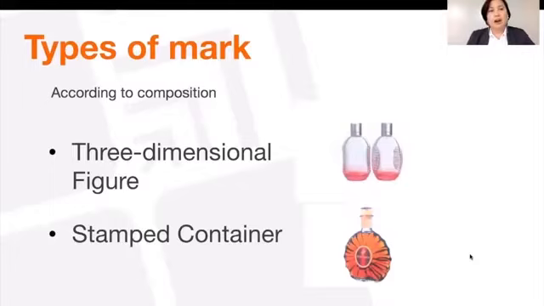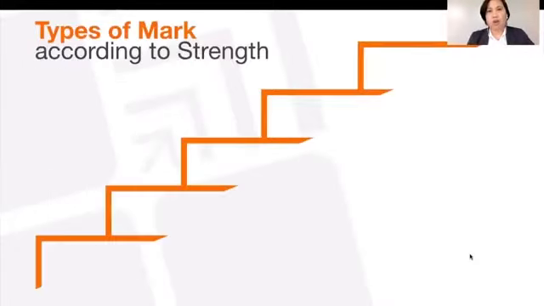Okay? It could also be a three-dimensional figure or a stamped container. Okay? So aside from the types of mark according to composition, we also have types of mark according to strength. This is very important, you know, because of course the registrability of your trademark would depend on the strength of the trademark that you file. It is said, of course, that a strong trademark is easily registrable and can easily obtain protection. So ano daw yung strong mark na sinasabi that can easily obtain protection?